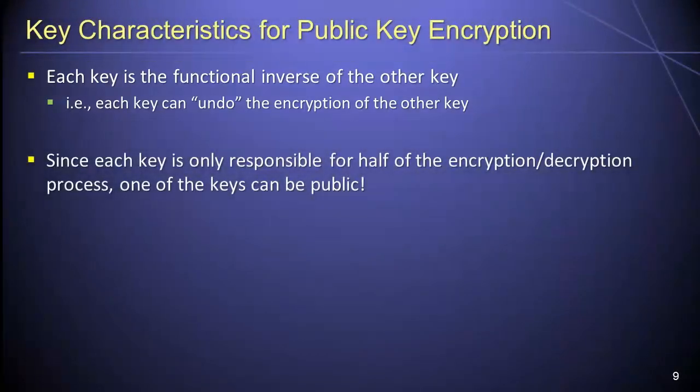Since each key in an asymmetric crypto system is only responsible for half of the encryption-decryption process, one of the two keys can be made public, providing that the secrecy of the other key is protected. This means that the public key can be sent over an unsecure network to anyone with whom we wish to communicate, since only our secret, private key will be able to decrypt messages that have been encrypted with the public key.